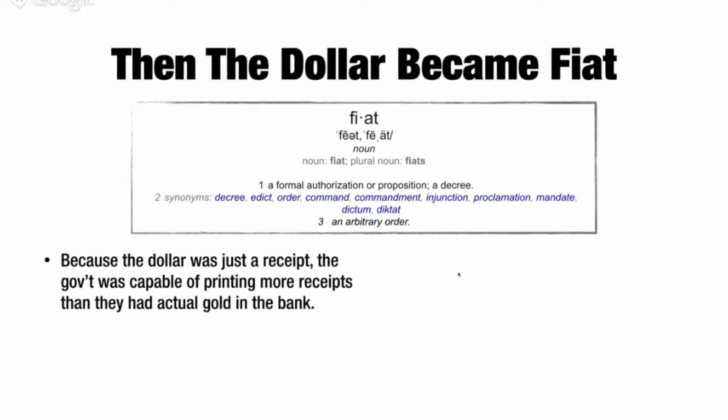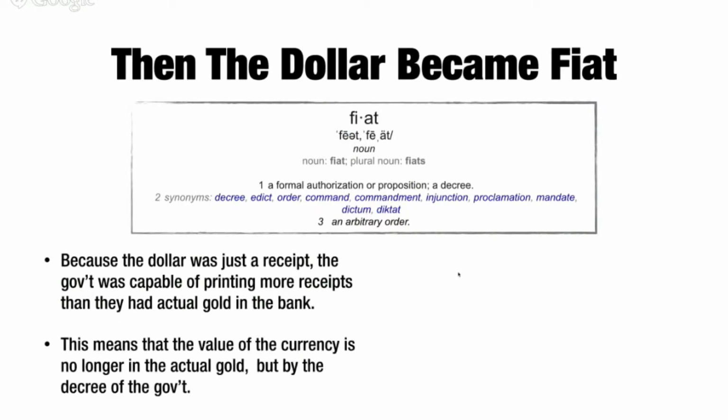So because the dollar was just a receipt on gold, the government was capable of printing more receipts than they had actual gold in the bank. So if you could imagine you were a local dry cleaner doing this, right? You had given them your shirt or your $20 gold piece, and they gave you a receipt back. And then the next 4 people who came in, they also gave them a receipt for your shirt. And if you all came in to get the shirt at the same time, you'd have to fight over who got the shirt. That's what happened, right? They printed more receipts than they had gold.